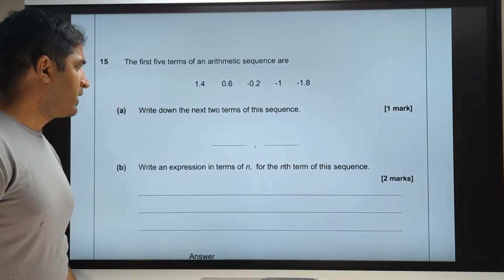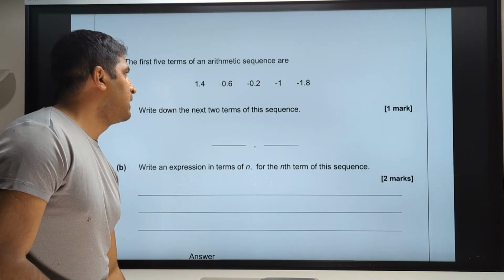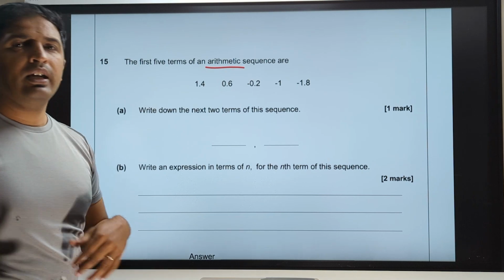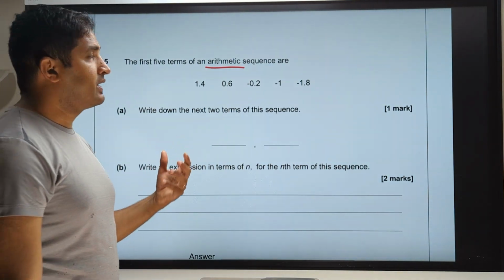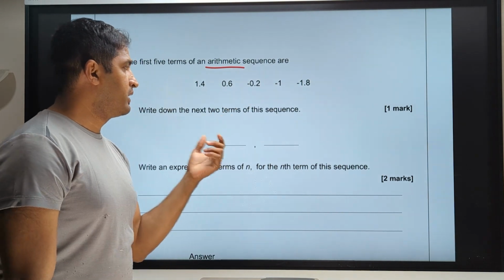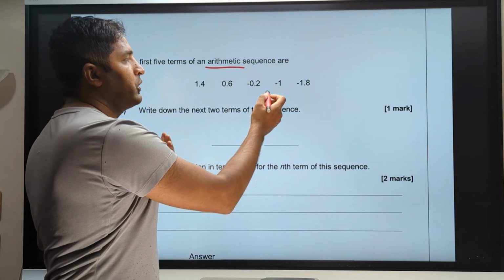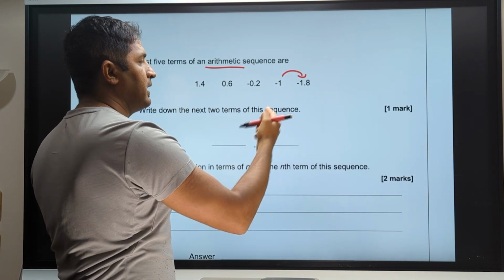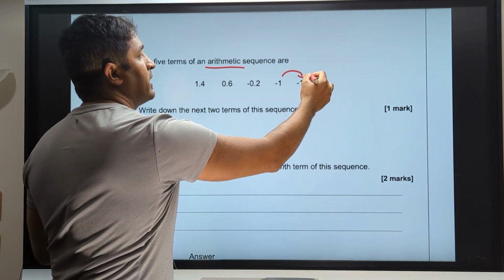First 5 terms of an arithmetic sequence. Arithmetic, when you're adding and subtracting, that's what it means by arithmetic. If you're multiplying and dividing, then it's a geometric sequence. Write down the next 2 terms of this sequence. So what we're doing is taking away 0.8 every time. Okay, we're taking away 0.8 every time.